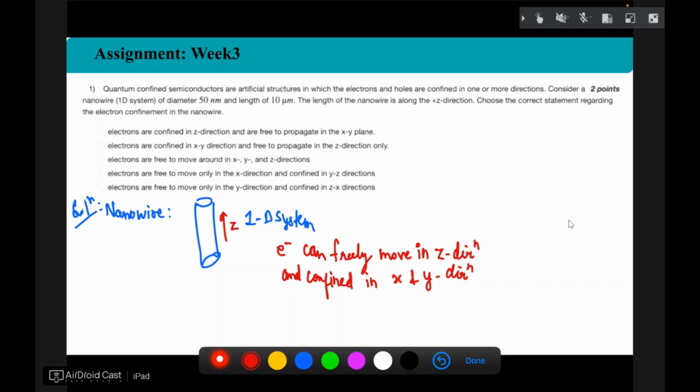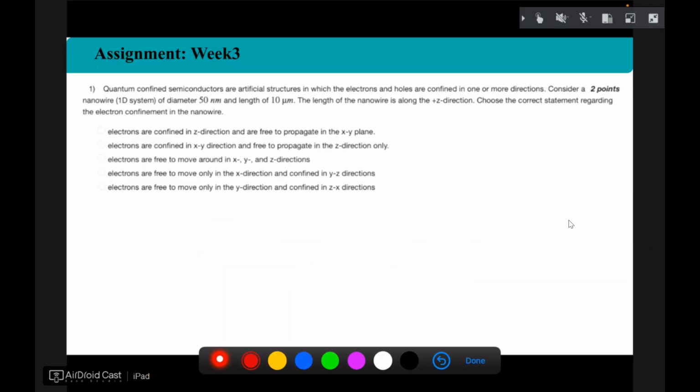The second option is electrons are confined in the xy direction and free to propagate in the z direction only. So this is the correct option. What are the other options? Electrons free to move in three directions is not possible. Only in the x direction and confined in the y direction is also wrong, since the length of the nanowire is along the z direction, so electrons can move in the z direction. So the right answer is the second option.